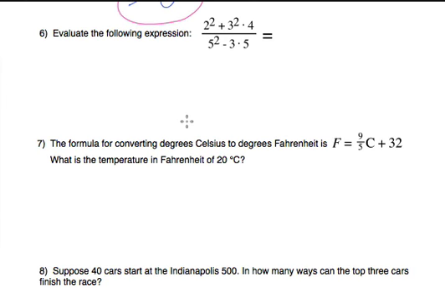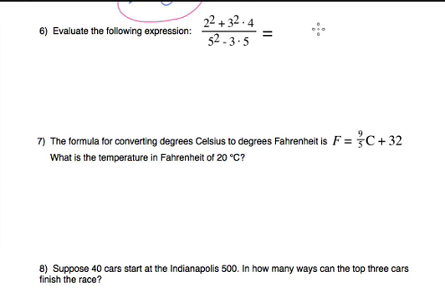Number 6, evaluate the following expression. Look, there's not even variables here. All right, let's do our exponents first. 2 squared is 4, plus 3 squared is 9, times 4. And then, although we could concentrate on that, let's do the exponents all over the expression. 5 squared is 25 minus 3 times 5.